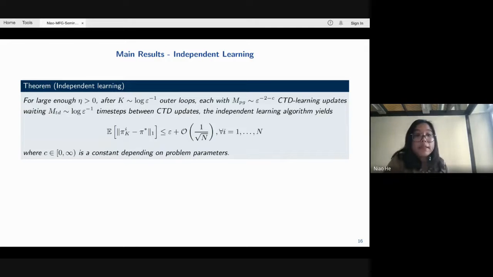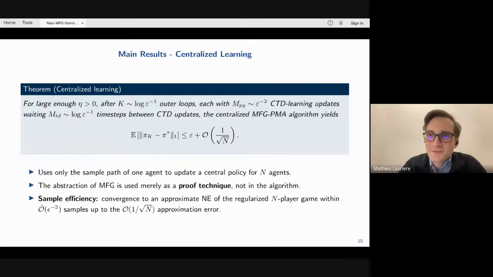So for the independent, yes. Can I ask you a quick question? Sorry. Yes, I was about to ask, but I think you just answered that. So pi star here is really the mean field game Nash equilibrium policy. Okay, it's not the n-player, it's not some n-player game.